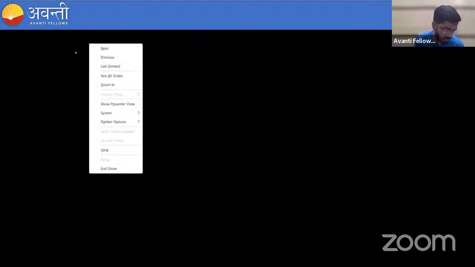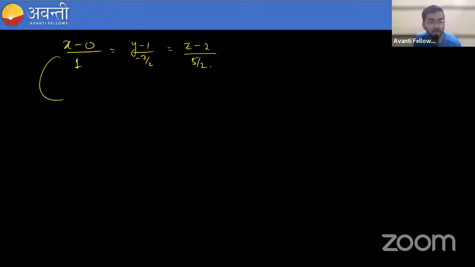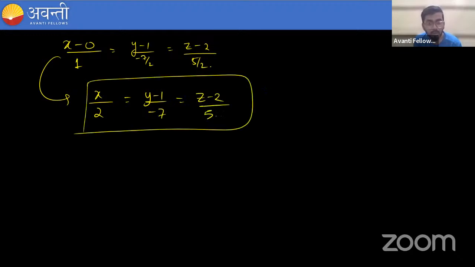Now the line will be (x-0)/1 = (y-1)/(-7/2) = (z-2)/(5/2). This can also be written by multiplying 2 throughout, so we get x/2 = (y-1)/(-7) = (z-2)/5. So this will be the line that is required.